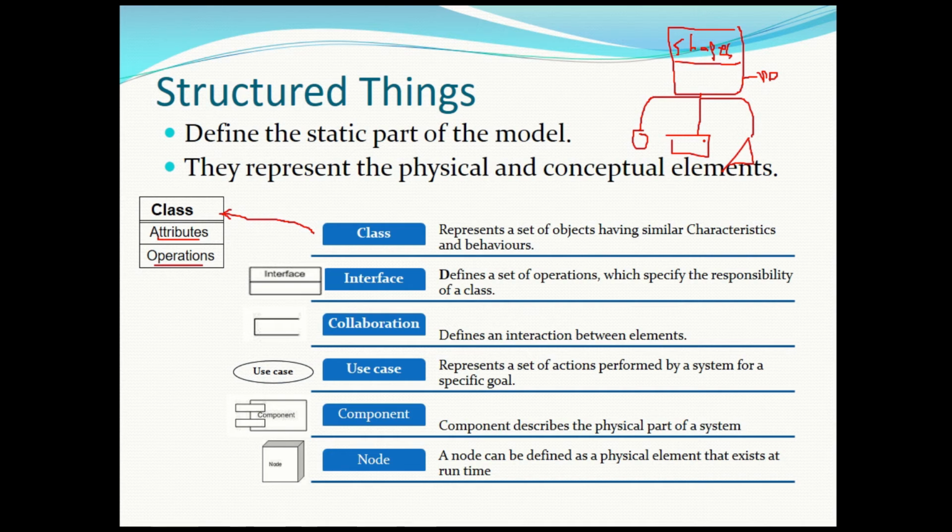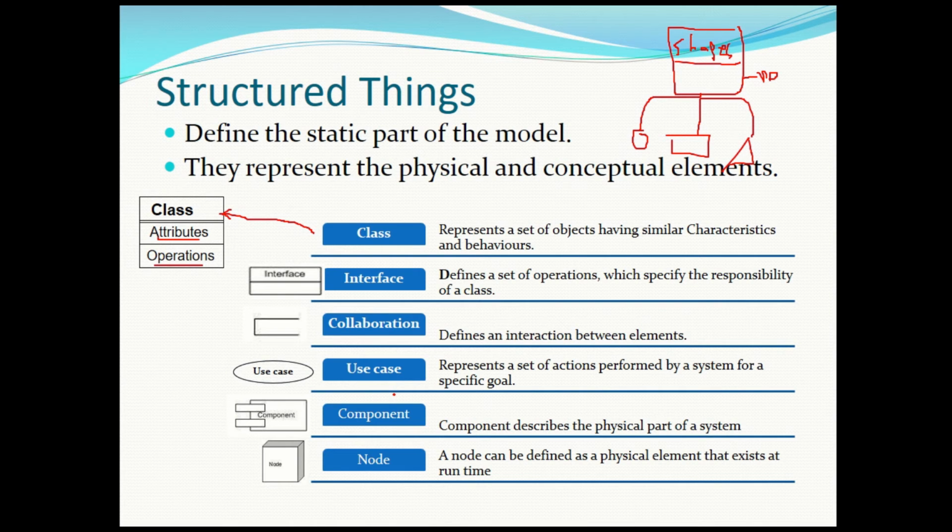Now the collaboration is more like interaction between elements. If you have an object inside the system, not necessarily an object, any element in the system, you can define how they collaborate with each other by calling each other's methods or by passing a message between them. A use case is an operation performed by the system, and it could be drawn in an oval, and we will build a use case diagram. We'll see some samples later on.